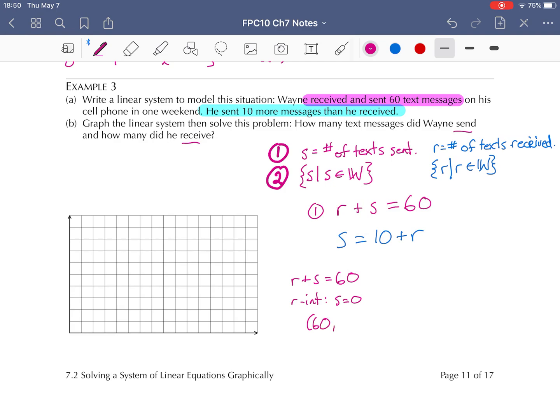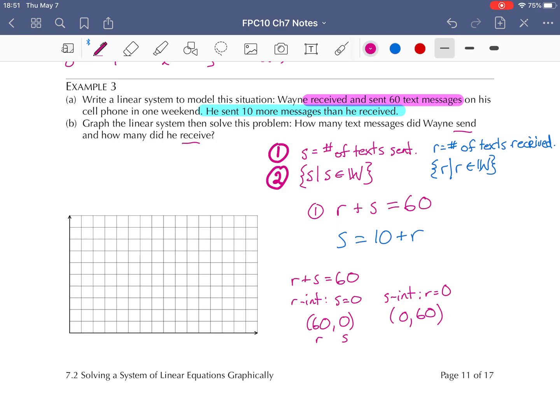So our R-intercept is at 60 and 0. I chose R to go first and S to go second because it doesn't really matter which is the independent and dependent variable, so I put them in alphabetical order. Now our S-intercept: we set R equal to 0, so this is going to be 0 and 60. Those are our two intercepts.